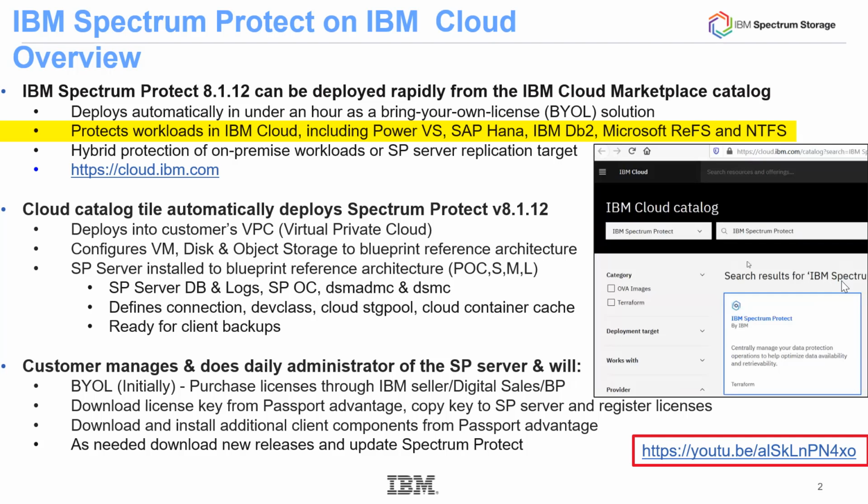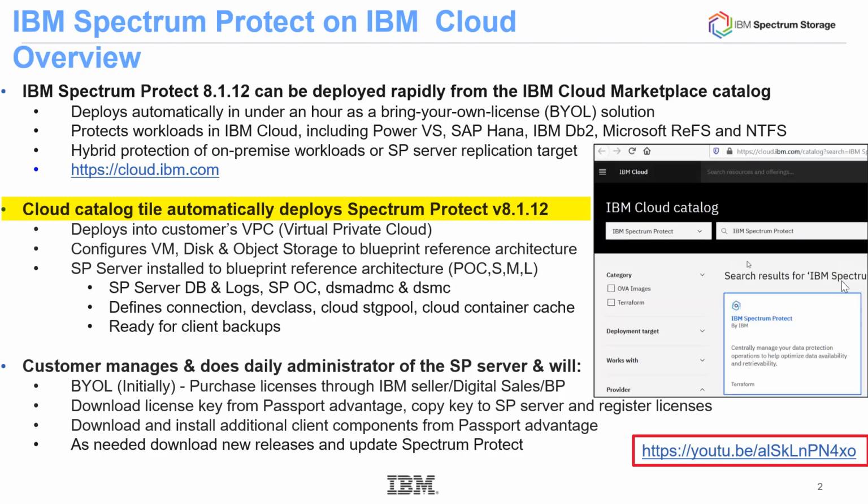It will enable you to protect workloads in the IBM Cloud, including Power VS, SAP HANA, IBM DB2, Microsoft ReFS, and NTFS. It also offers hybrid protection for your on-premise workloads, or as a replication target if you have an on-premise Spectrum Protect server. IBM Cloud is accessible by going to cloud.ibm.com, and then if you search on Spectrum Protect, you will bring up that specific tile.